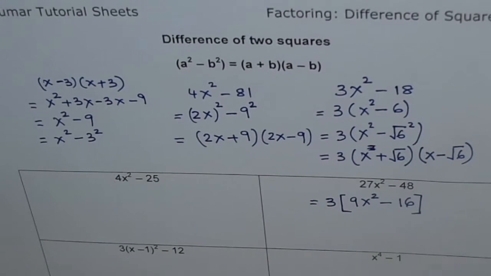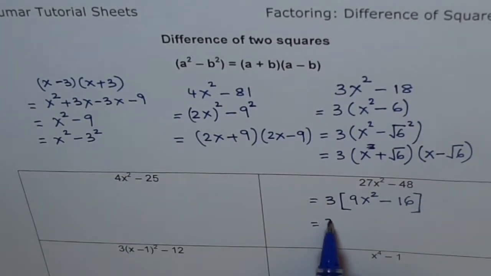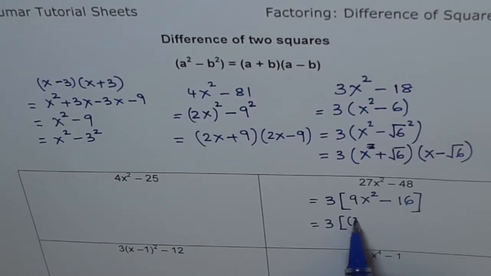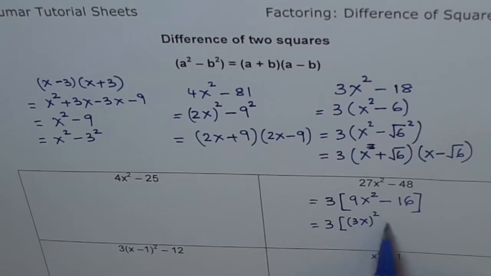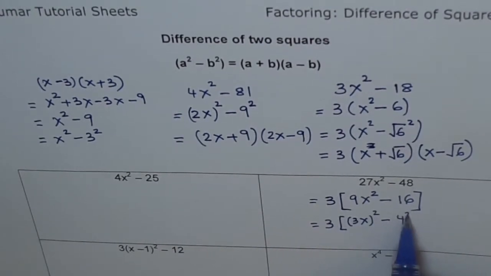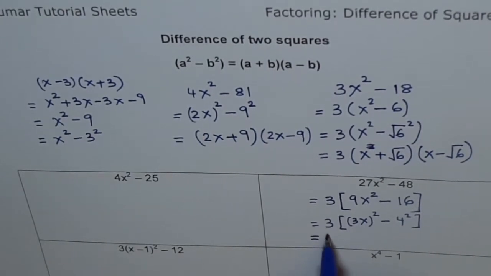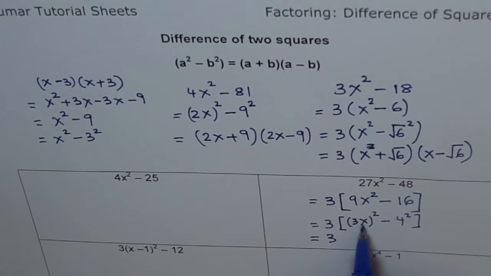So you get this. Now this is familiar, right? You can factor this as, this is 3x whole square. So let me write 3x whole square minus 4 square for you. Now the last step you can always fill in. Last step is so clear. 3 times, this is a difference of squares where a is 3x and b is 4.